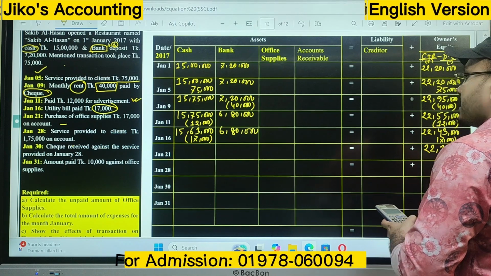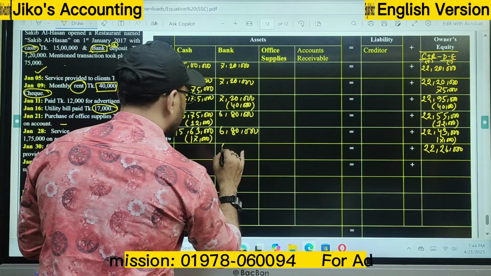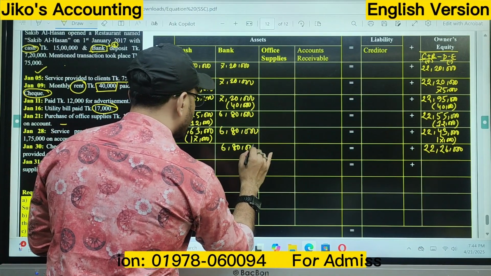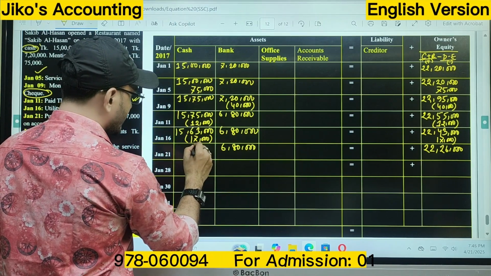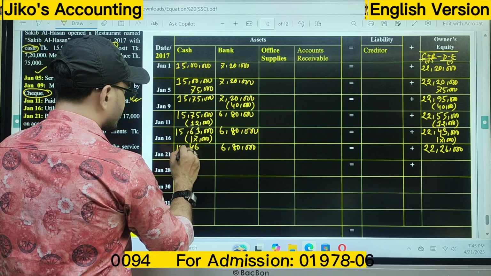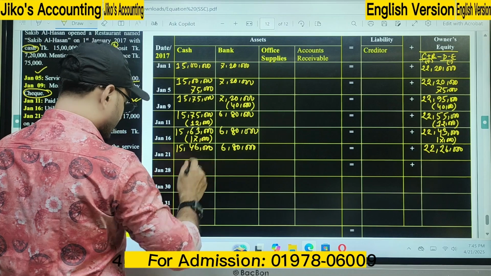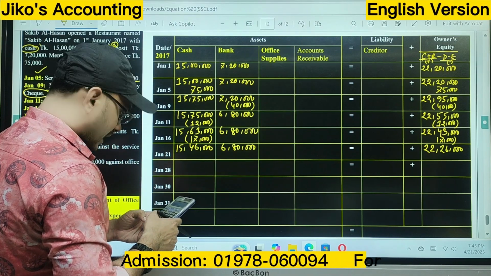26,000 is the amount we have found on the side of the liability and equity. Here we have found 6 lakh 80,000. Now deduct 13 minus 7, 6, 2, then 46,000. 15 lakh 46,000, plus 6 lakh 80,000.